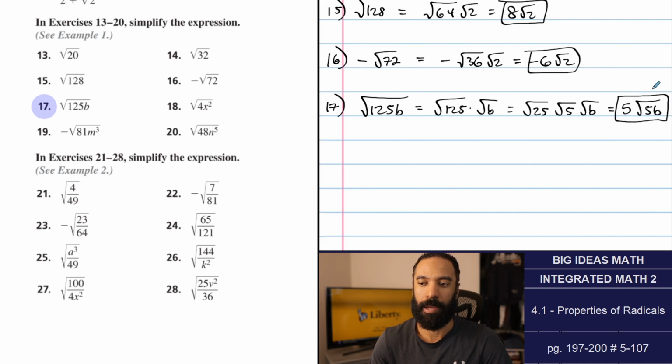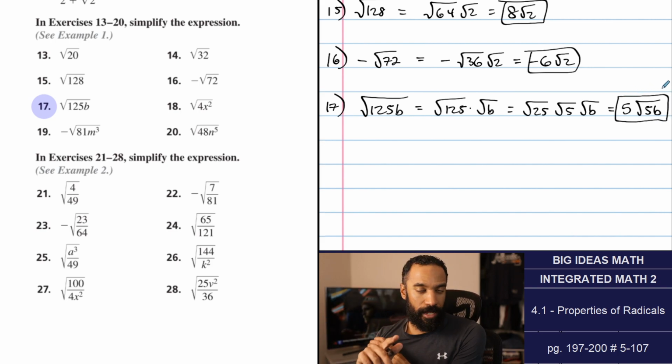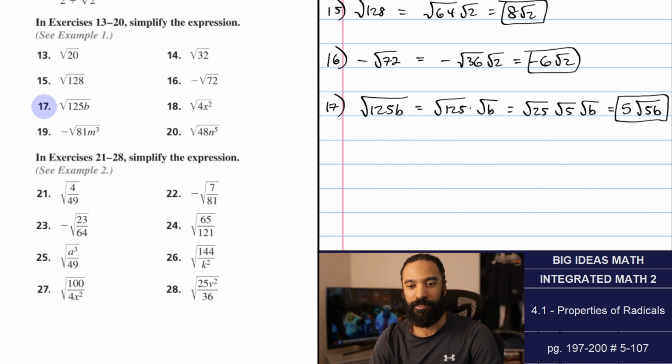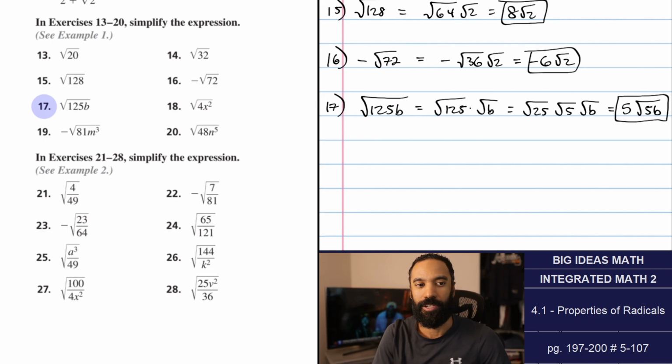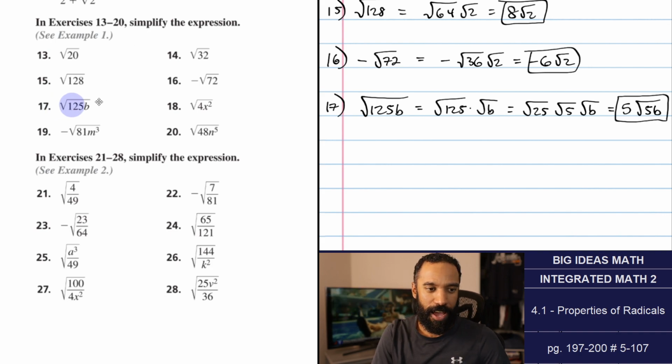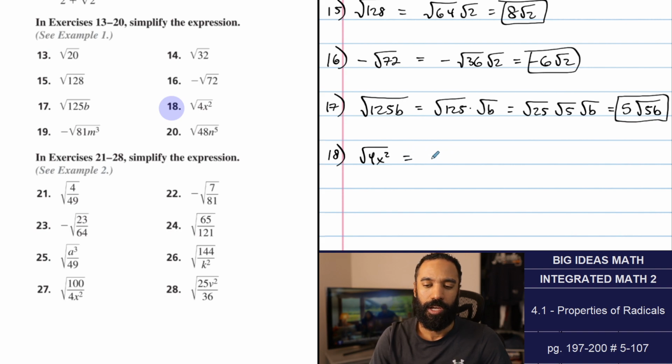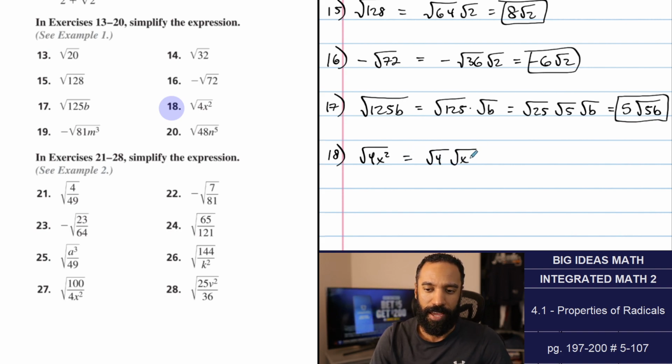If anything couldn't come out, you bring it back inside one radical hat. I should only have one square root in my answer ultimately if it's just multiplying things in a single term. So 5 root 5b. It never left. Number 18 is where I'm going to bring something up here, for example. Root 4, and I don't think people would do it as much with the number 4, but square root of 4x squared. Split it up, square root of 4 times square root of x squared, all great.